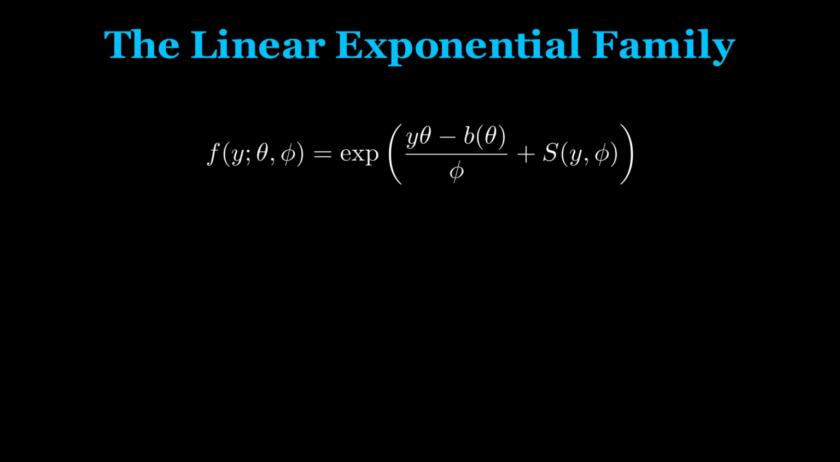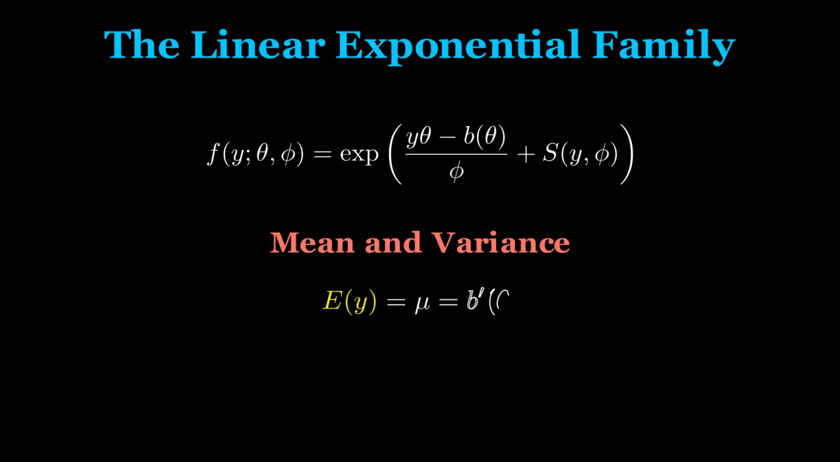For distributions in the exponential family, the mean and variance of y can be derived from the function b of theta. We can calculate the mean of this distribution using the expected value calculation from exam P to get E of y equals the first derivative of b with respect to theta. And using the variance formula from exam P, we get that the variance of y equals phi times the second derivative of b with respect to theta.